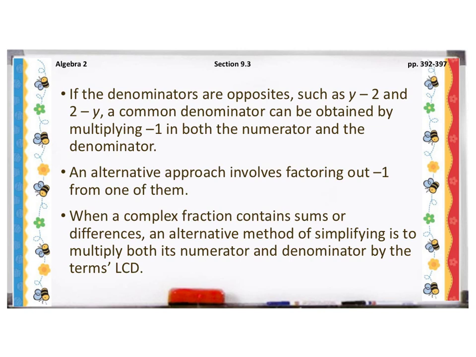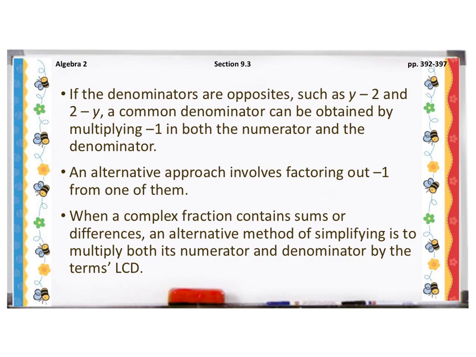If the denominators are opposite, such as y minus 2 and 2 minus y, these are not conjugates, these are opposites. Notice the y is positive and then it becomes negative. The 2 is negative and then it becomes positive. That's what makes these opposites. A common denominator can be obtained by multiplying negative 1 in both the numerator and the denominator. All right, an alternative approach involves factoring out a negative 1 from one of them.